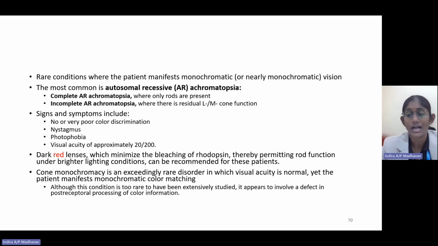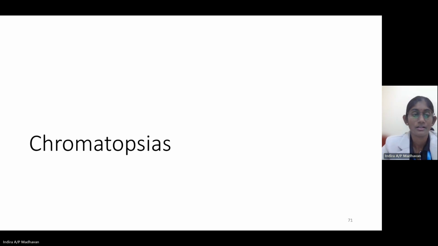Obviously, if let's say the cone can only detect one color, there's definitely a big confusion when information is passed to the brain. Okay, so that is achromatopsia and also the acquired color vision defect. Now we move on to chromatopsias.